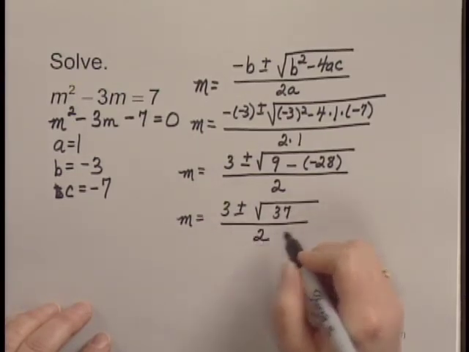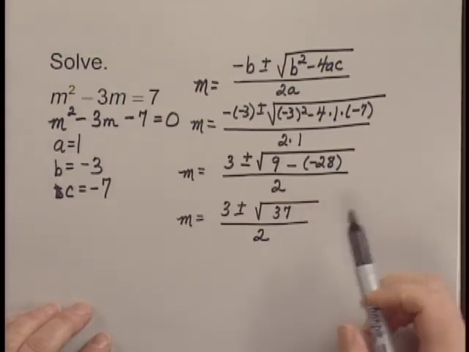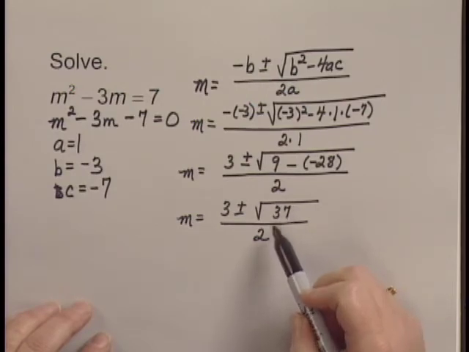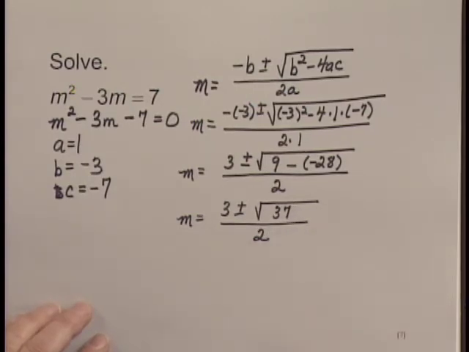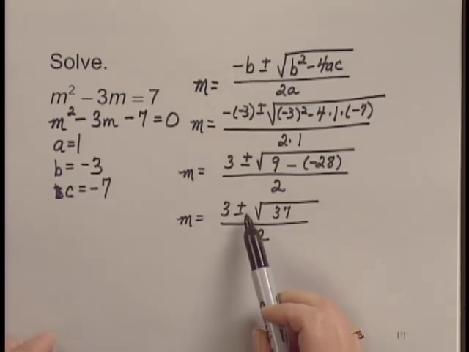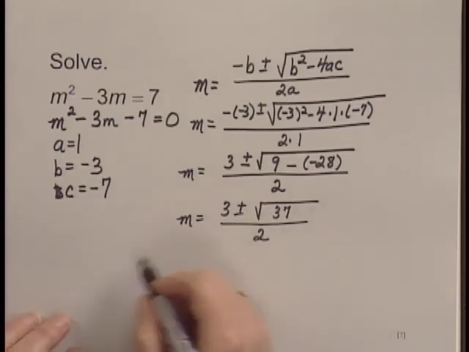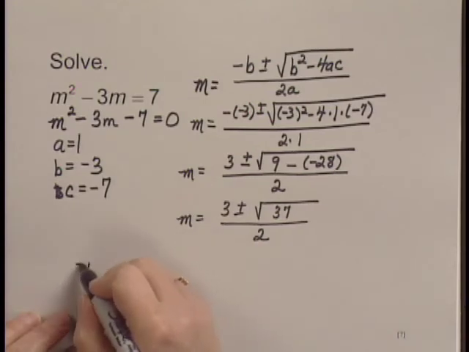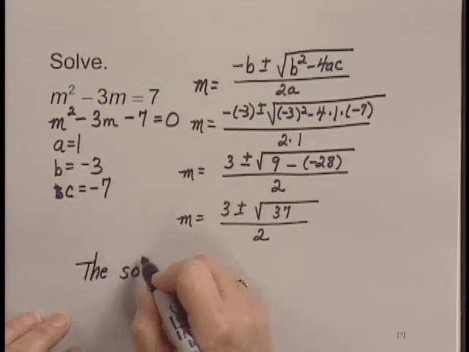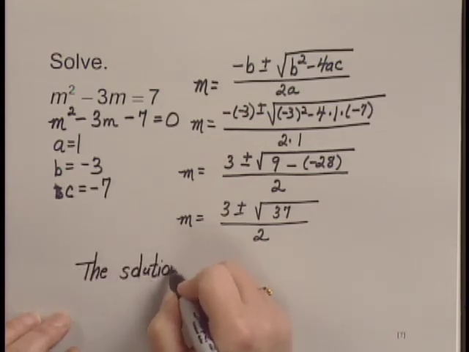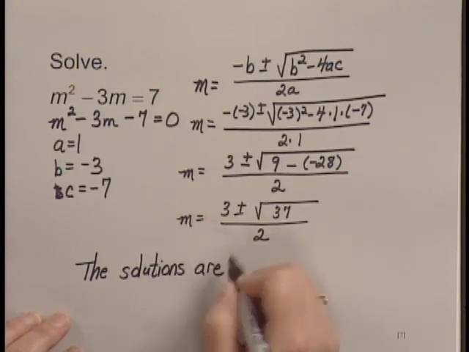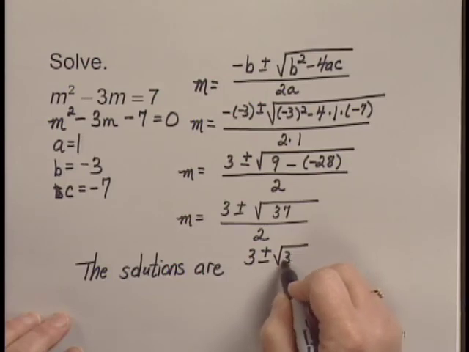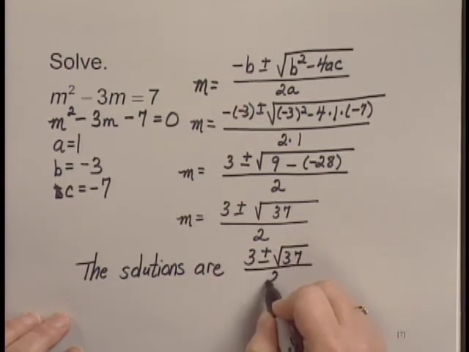over 2. Now, I would also check to see at this point if I could simplify the square root of 37, but I can't. It has no perfect square factors. So I'm finished, and this represents two solutions, 3 plus the square root of 37 over 2 and 3 minus the square root of 37 over 2. So I write the solutions are 3 plus or minus the square root of 37 all over 2.